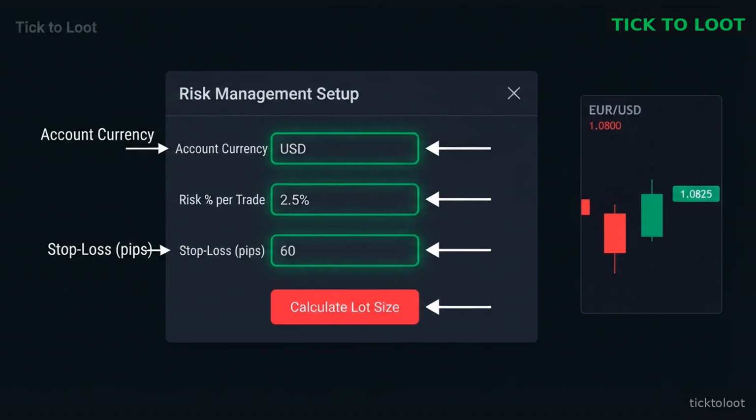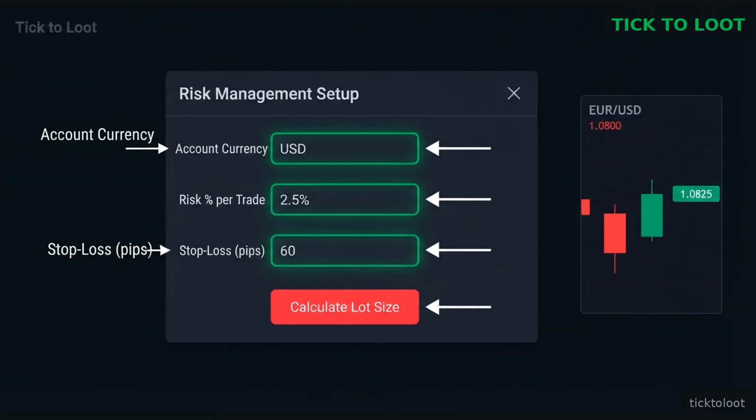The platform will then ask for your stop loss, pips. A pip is the smallest price move in a currency pair, like a single step on a ladder. Suppose you plan to place a stop loss 50 pips away from your entry. Type 50. Now hit the green Calculate Lot Size button.